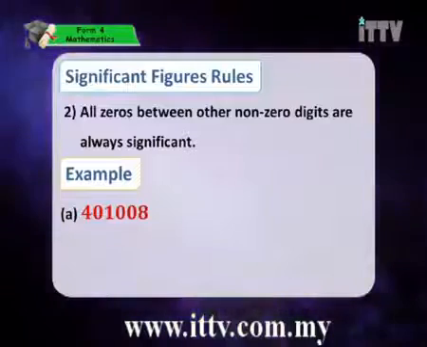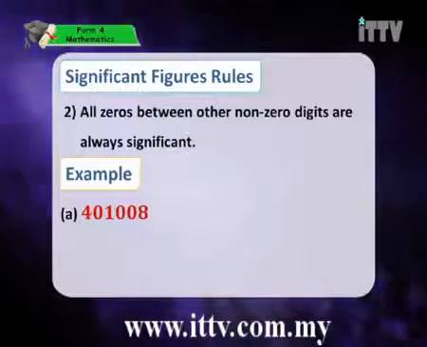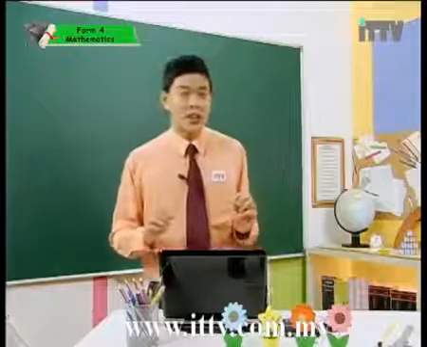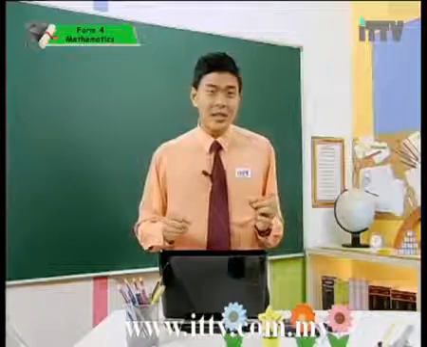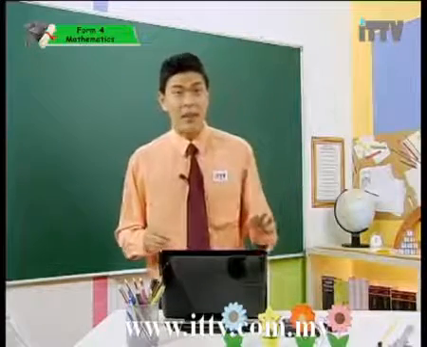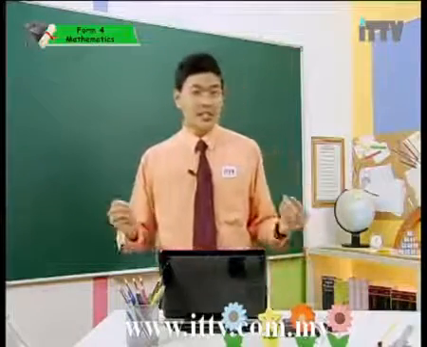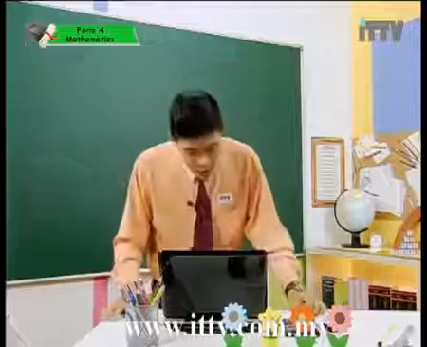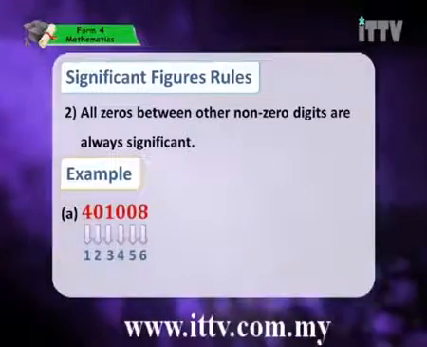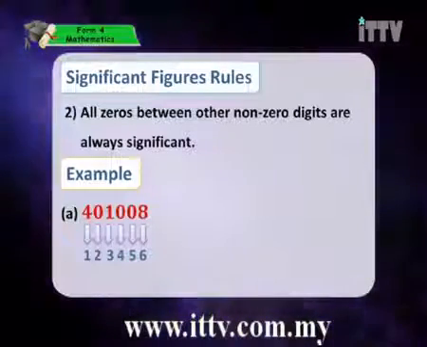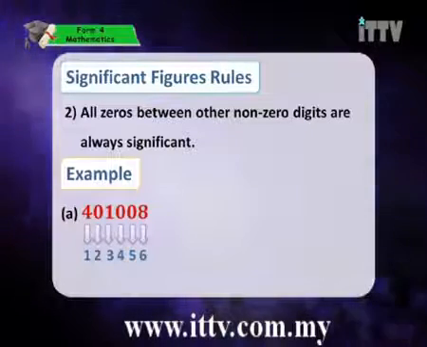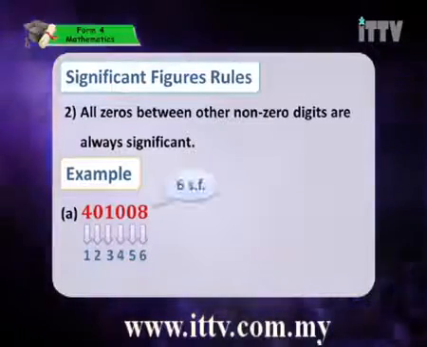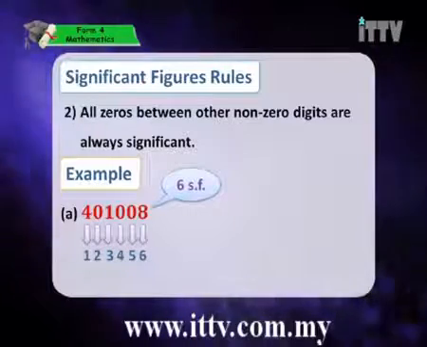Alright, example A, 401008. This rule simply states that if a 0 is between 2 non-zero digits, or it is trapped between 2 non-zero digits, that 0 is considered significant. So in rule 1, all non-zero digits are significant, and in rule 2, if the 0 is between non-zero digits, that 0 is significant. Alright, so look at this number again. Since the zeros are between non-zero digits, none of the zeros are exposed, so this number has 6 significant figures. 1, 2, 3, 4, 5, 6, left to right. So this number is considered to have 6 significant figures, or 6 SF.